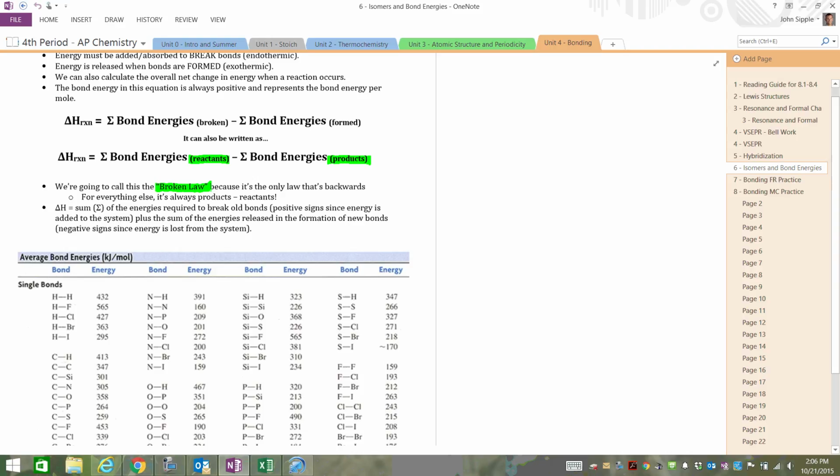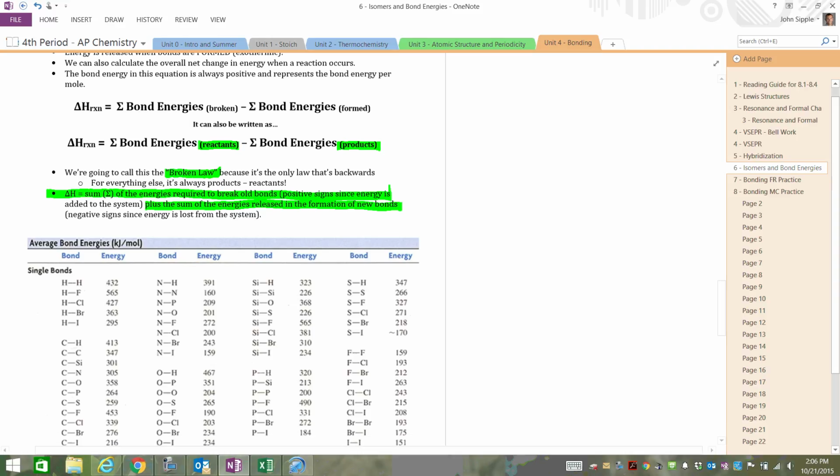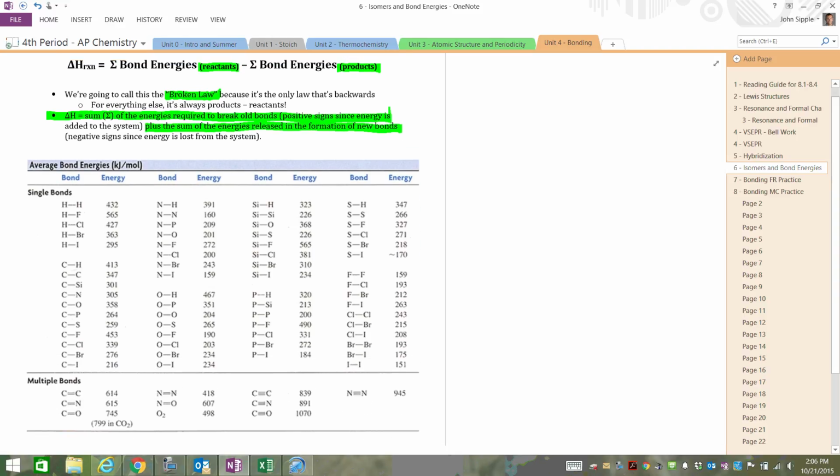The reason why that's the case is right here: the sum of the energies required to break old bonds, plus the sum of the energies released for new bonds. That's why it's going to be reactants minus products. You're always going to be given values. This is just coming right out of your book, this table, and it's always in kilojoules per mole.